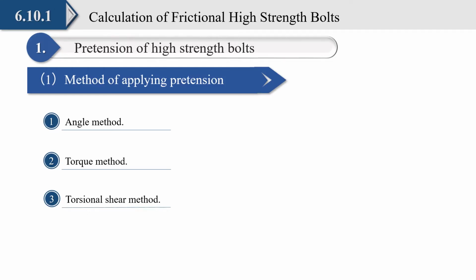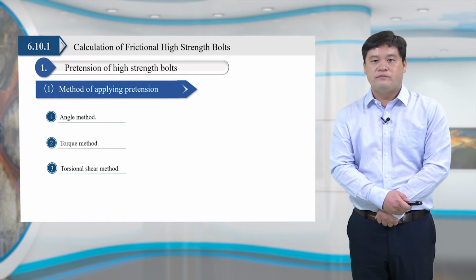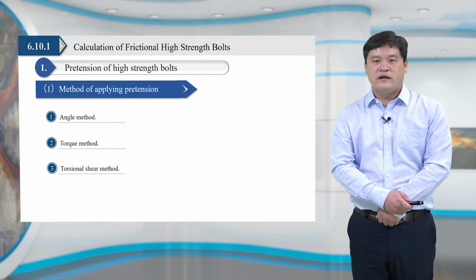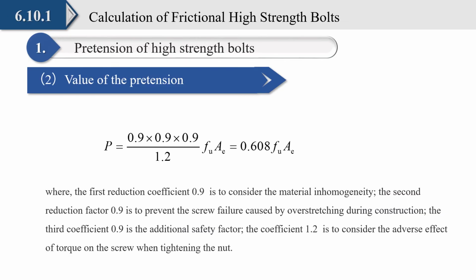The friction type connection transfers the internal force by the frictional resistance between the connected parts, and the shear force caused by the design load cannot exceed the frictional resistance capacity. The three methods to apply pretension to high-strength bolts in engineering are the angle method, torque method, and torsional shear method, respectively. The design pretension of a high-strength bolt is calculated by the formula, which has considered the influence of material inhomogeneity, avoidance of overstretch during construction, and the adverse effect of torque when tightening the nut.